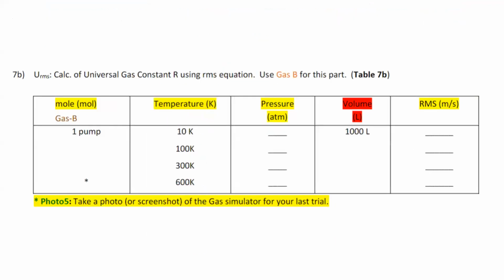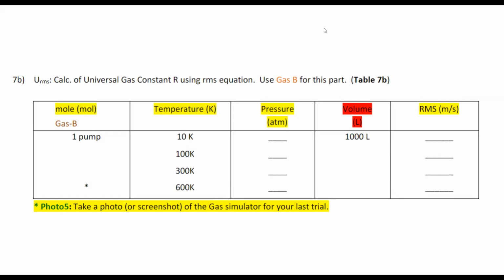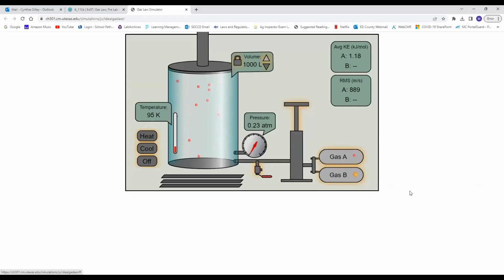as requested. All right, for table 7B, we are going to switch to gas B for this part. So that's going to be the main difference, right? So going back to the simulator, we're just going to switch to gas B. To do that, you have to click on gas B and then unclick gas A. We'll just get rid of that. And then again, put in a pump of gas B.